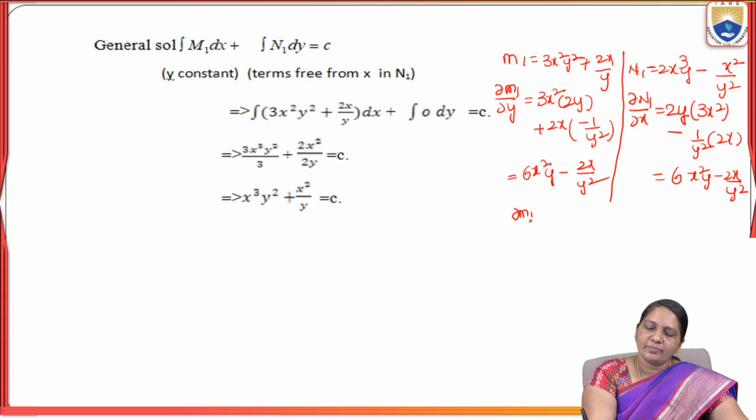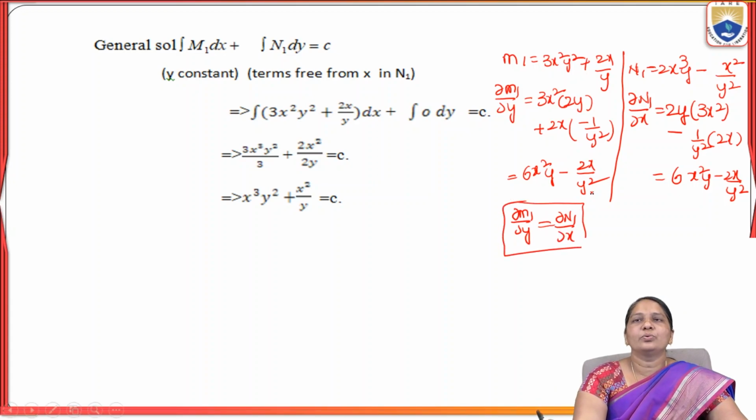So dou m1 by dou y is not equal to dou n1 by dou x. Sorry, here both are equal. We got the same values. Dou m1 by dou y is equal to dou n1 by dou x. That means this is an exact differential equation.